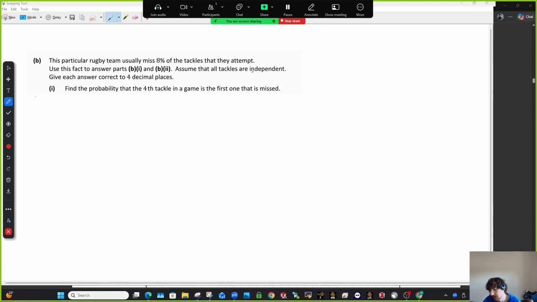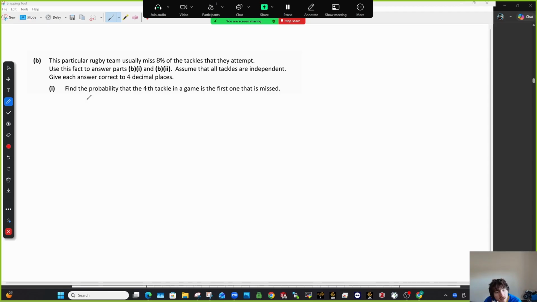So it's not like, oh, you made a tackle, so you're more likely to make the next tackle. Or like you missed a tackle, so your confidence is down, so you're more likely to miss again next time. When we say independent here, they're pretty cool-headed, so it's a constant 8% every tackle. Okay, great. It's important, because sometimes they make you explain those kinds of things.